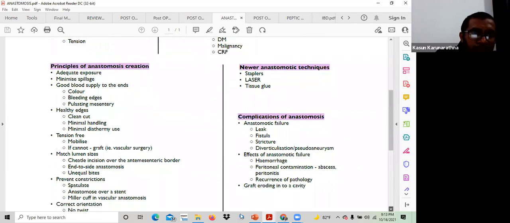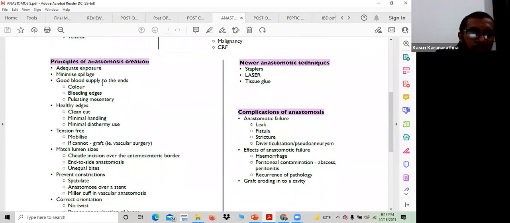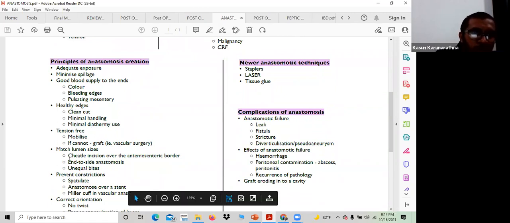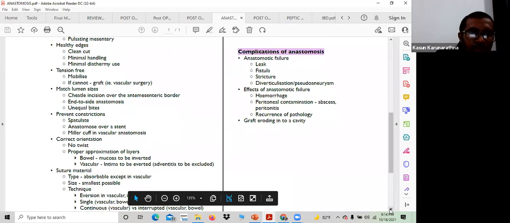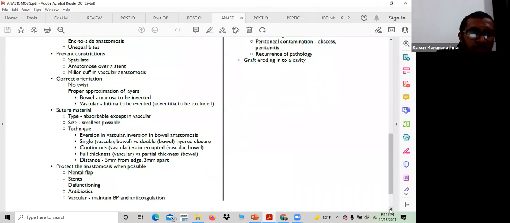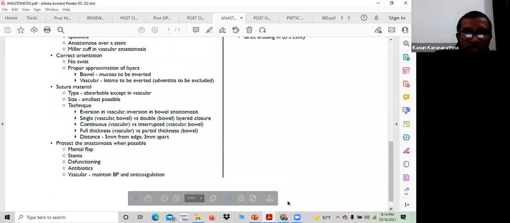These are the principles just to go through. Edges should be healthy, good blood supply should be there to the ends of the anastomosis, right? And it should be tension free, and lumen sizes should be matched to prevent constrictions, and orientation should be correct. You should avoid twisting, right? And correct suture materials. Right, those are the things. Okay.